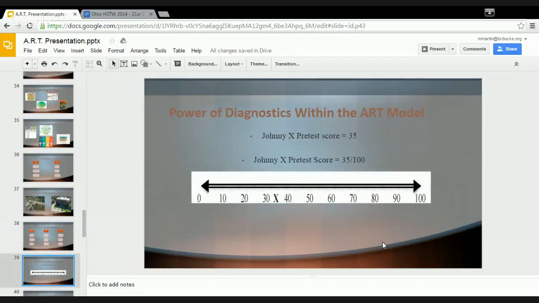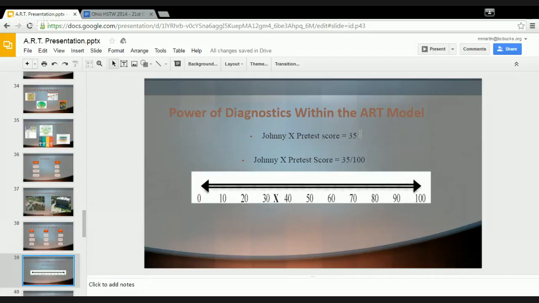Diagnostics are really important. We ask our teachers to give diagnostic assessments for a reason, because we learn a lot of information about our students in that process. For example, if we just knew that Johnny scored a 35 on a pretest, that wouldn't mean much to us. We wouldn't know what 35 meant or represented. But if we take a look at information and say, okay, it was a 100-point test and Johnny scored a 35 on it, now that information becomes a little bit more meaningful.